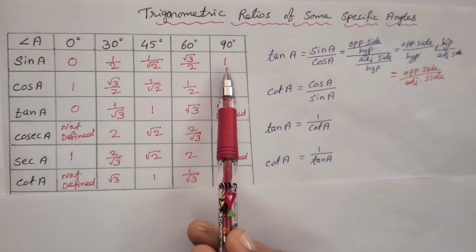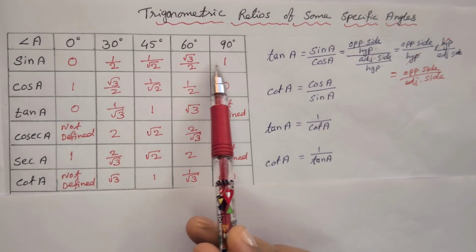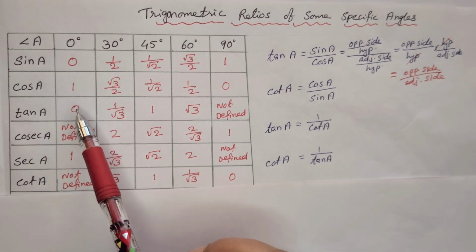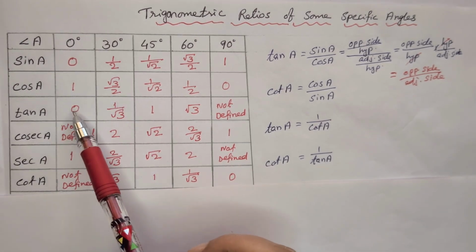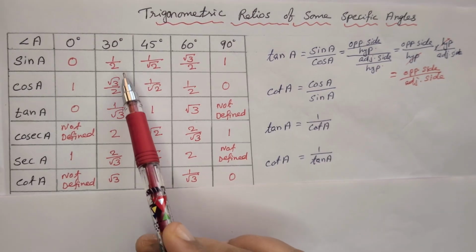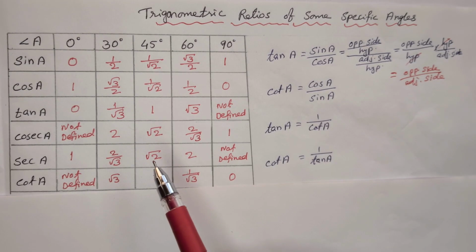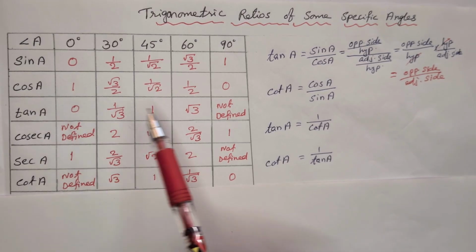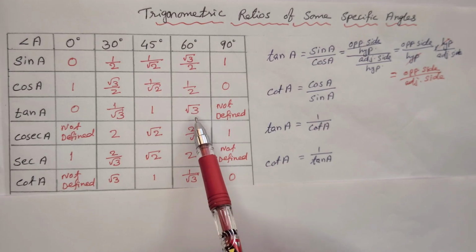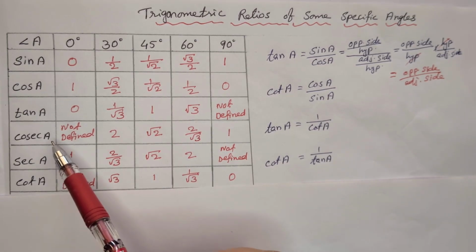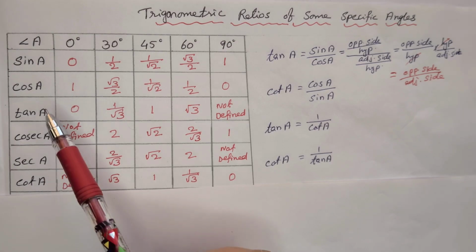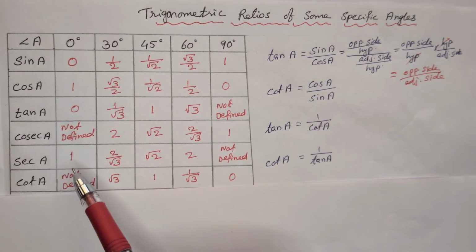Cos A means just take all these values in reverse order. Tan means sin A by cos A. Tan 30 means sin 30 by cos 30, then these 2 will cancel, and we will get 1 by root 3. Tan 60 means sin 60 by cos 60, the denominator 2 will cancel, then root 3 will come. Then cosec, sec, cot: all these 3 ratios are the reciprocal of sin, cos and tan.